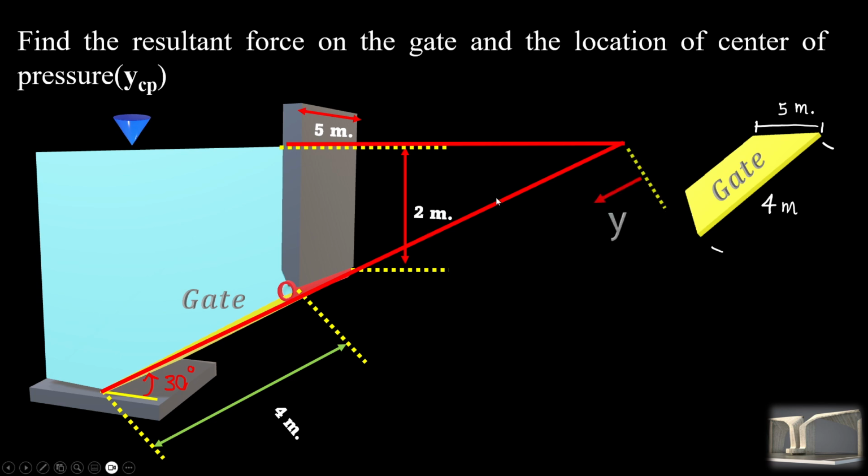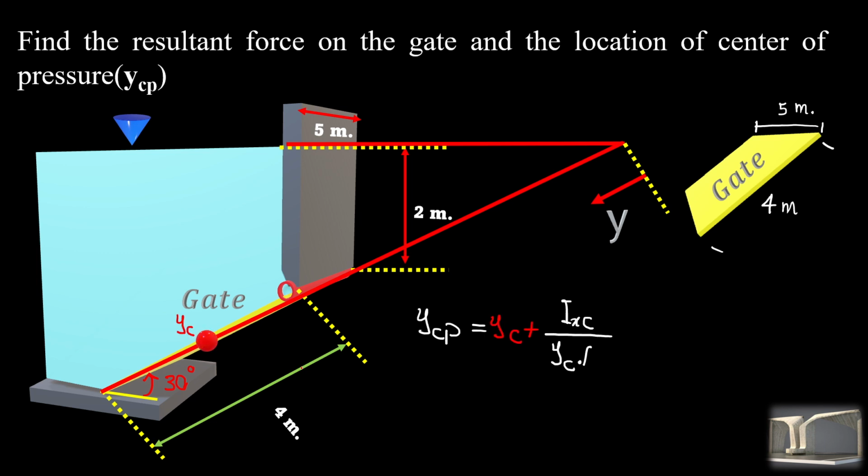So in the second part, if we define the y-axis like what you can see here, again, if this is our centroid Y sub C, then the formula for Y CP, or the y component of the center of pressure, is Y C plus I XC, the moment of inertia for the centroid, over the y component of the centroid times the area of our gate.